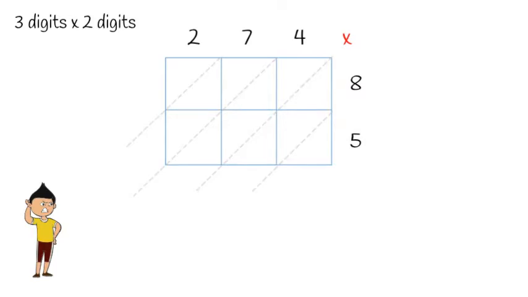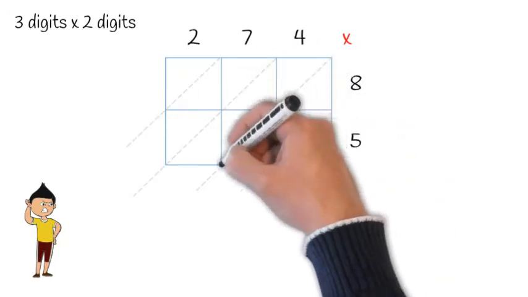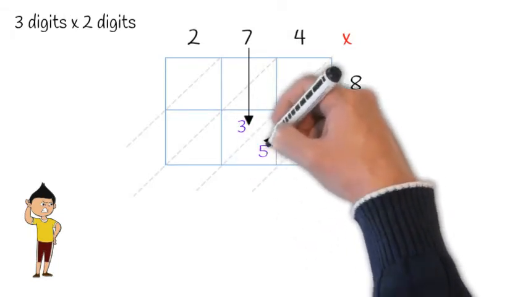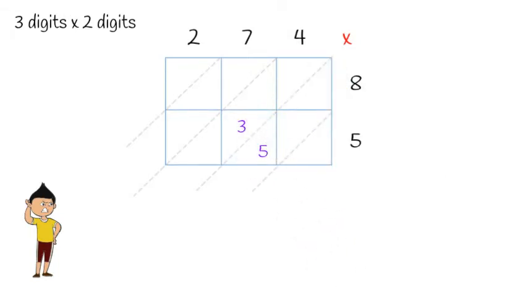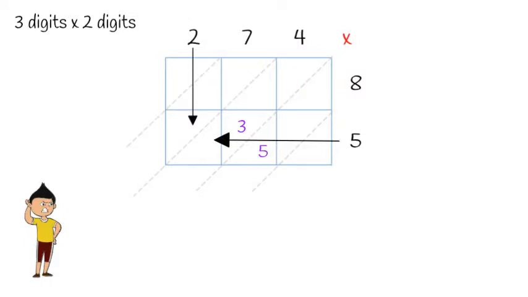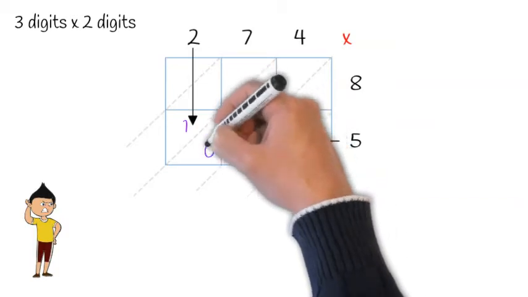It doesn't matter where we start or which order we do the calculations in, so long as we multiply the digit at the top by the digit on the right. So in this case, 7 times 5, which is 35. So we put the 3 in the top half of the box and the 5 in the bottom half. Now we'll do this box. So 2 times 5, which is 10. The 1 goes in the top of the box and the 0 in the bottom.